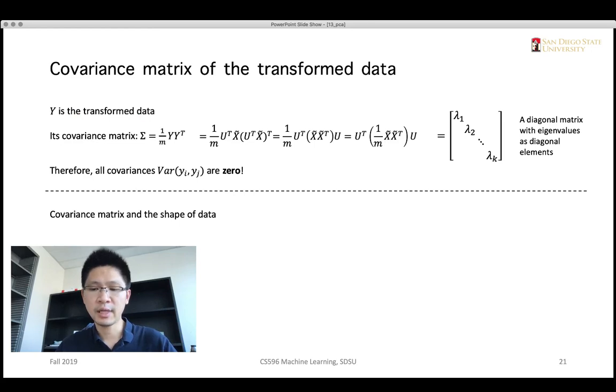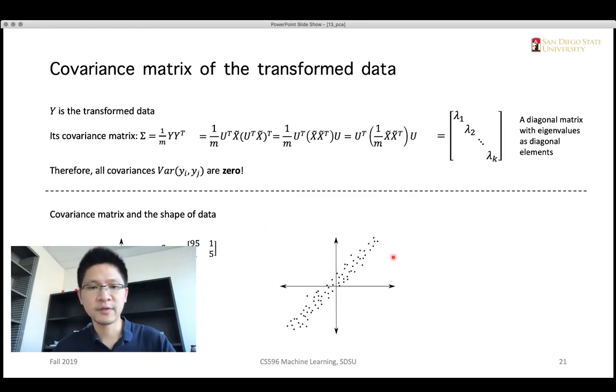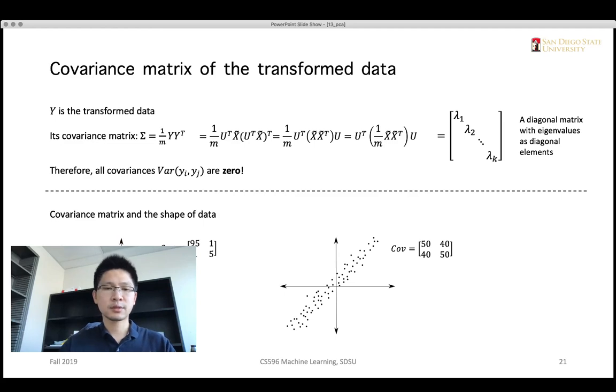If we have a data that looks like this, then that means the covariance between the 2 dimensions is very low. And what if the covariance is large? Then the data, if we plot it, will be like this. So in the case of the transformed data, the covariance is low, and that means the variance along those dimensions is maximized.